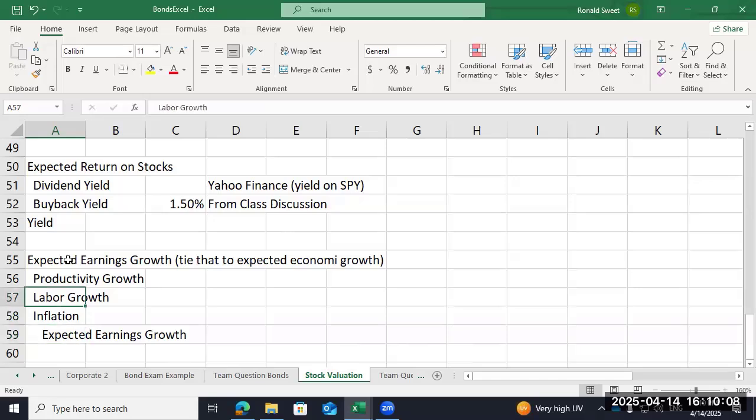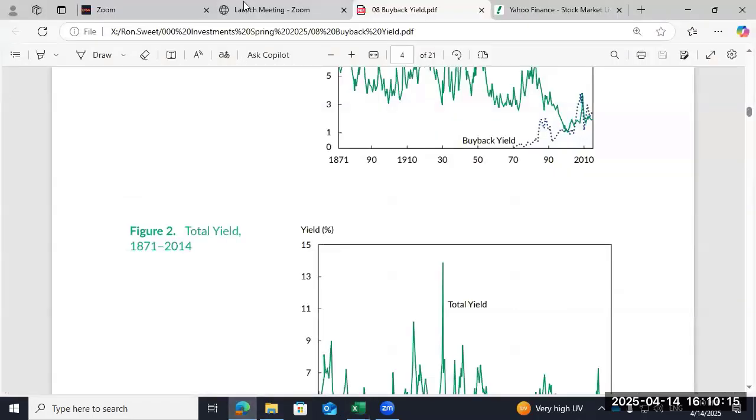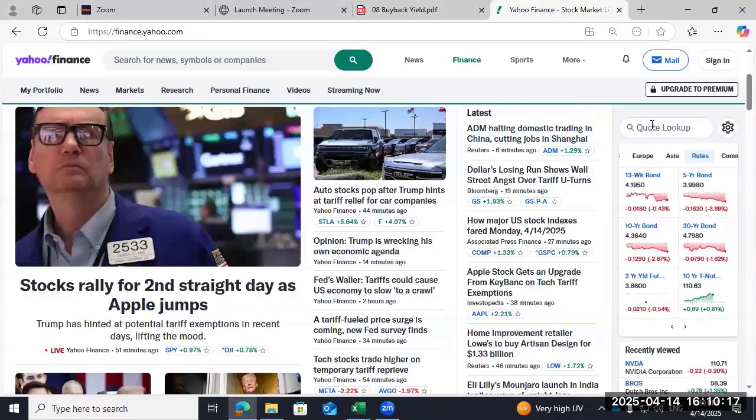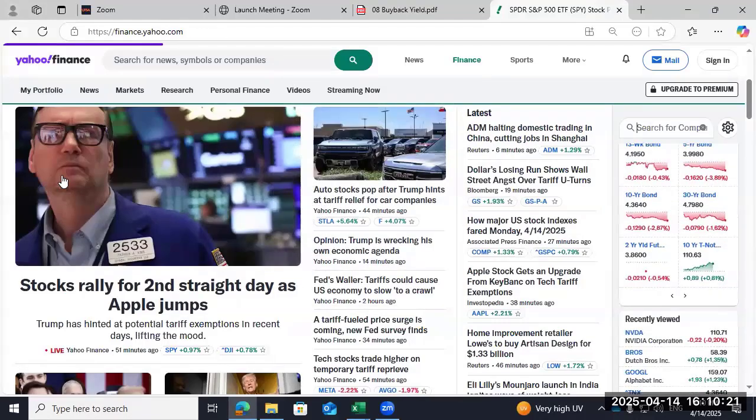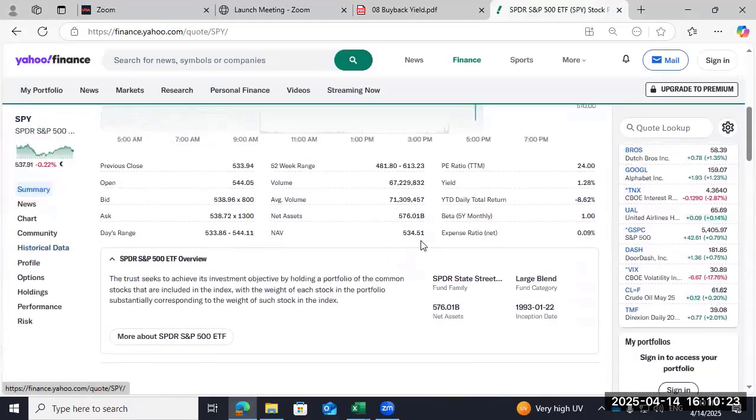All right, let's start with the dividend yield. That's the easiest one. Well, the second easiest one. Buyback yield is the easiest. Dividend yield, we just go to Yahoo Finance. We just look for the SPY, which is the S&P 500 and an ETF. And we get its current yield.